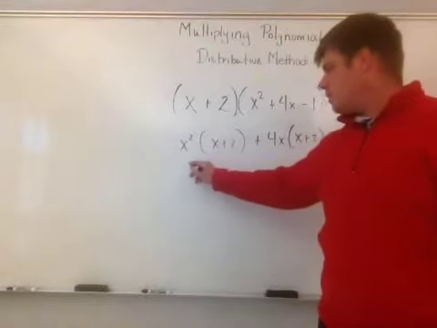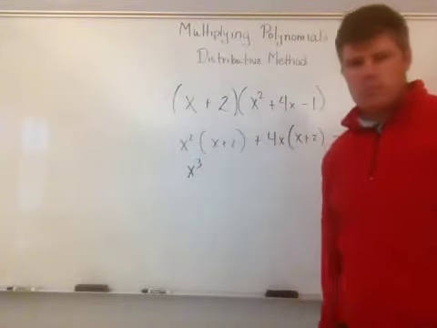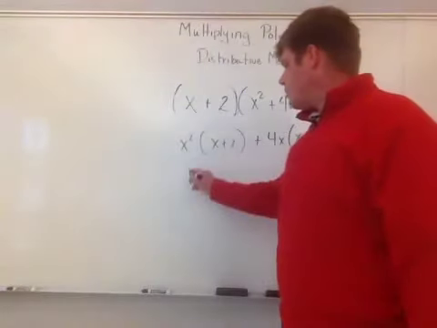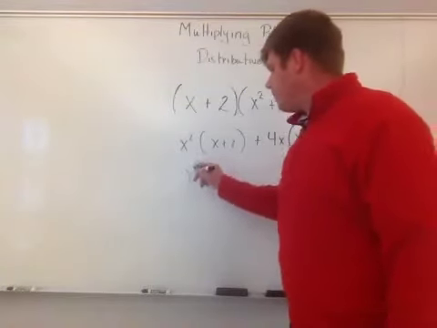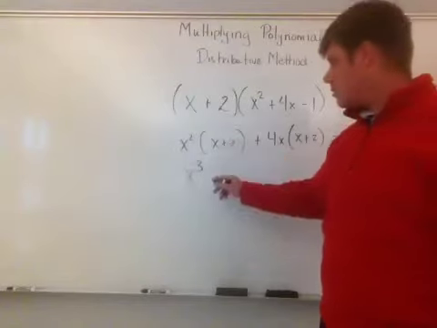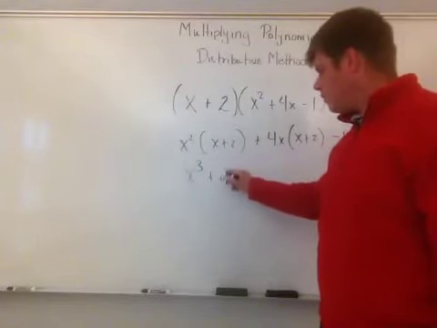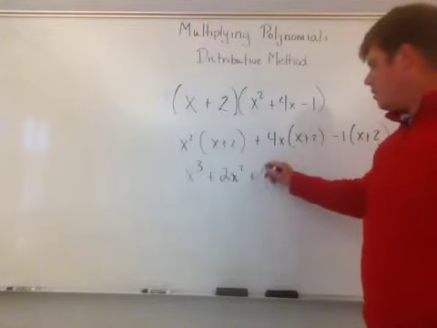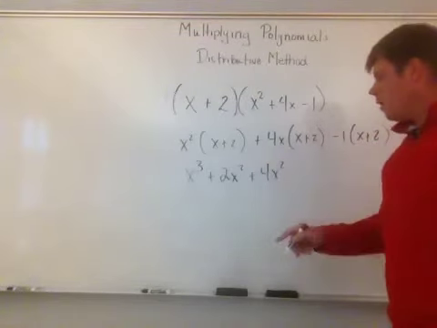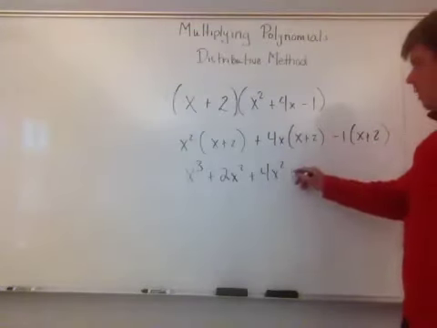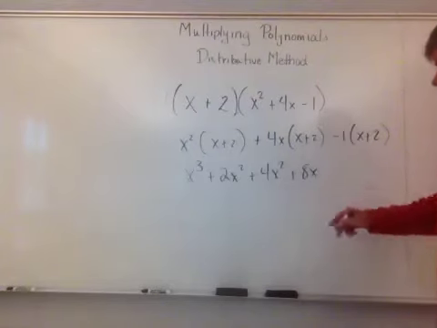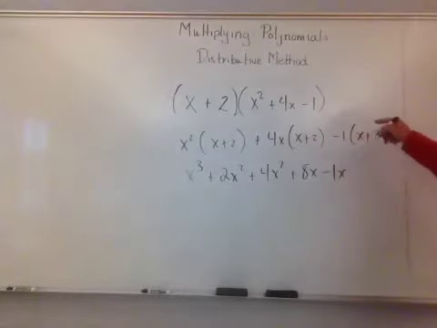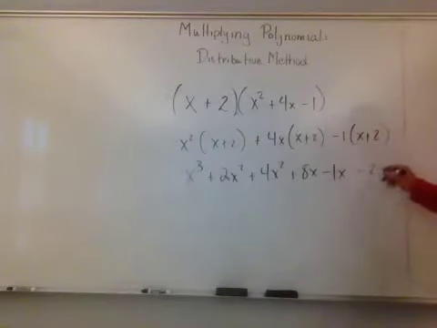X squared times x is x cubed. Let me write that a little bit bigger. So x squared times x is x cubed. X squared times positive 2 is a positive 2x squared. Plus 4x times x is a positive 4x squared. 4x times positive 2 is positive 8x. Negative 1 times x is negative 1x. And negative 1 times 2 is negative 2.